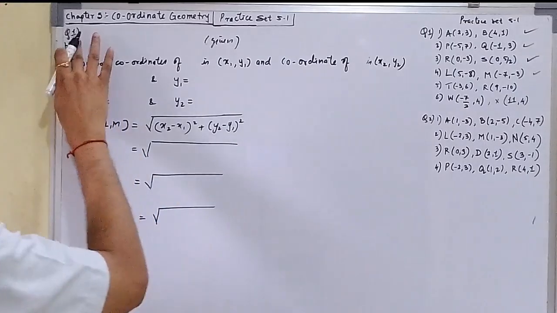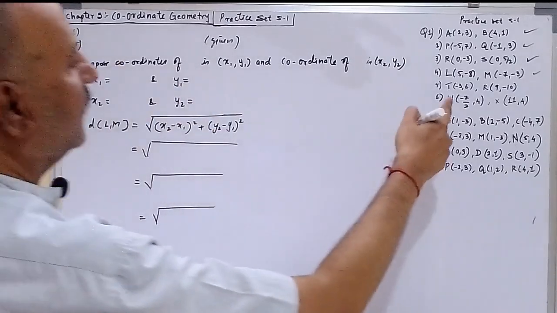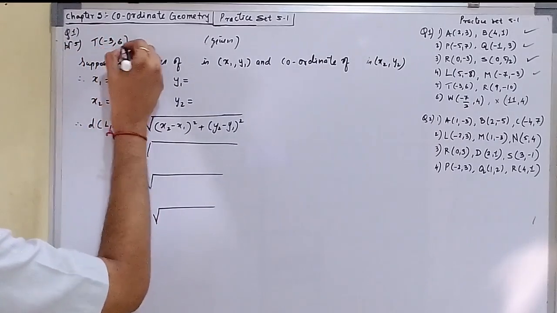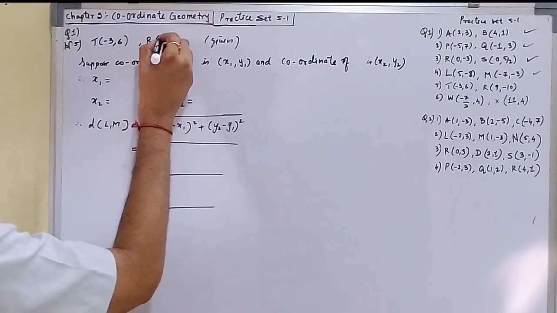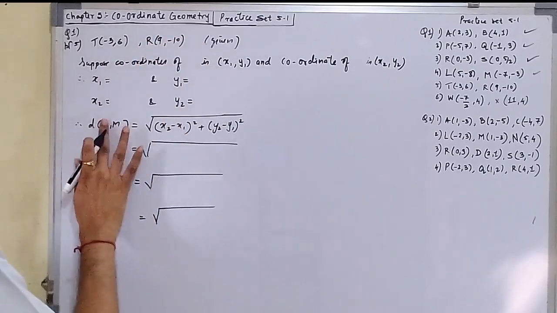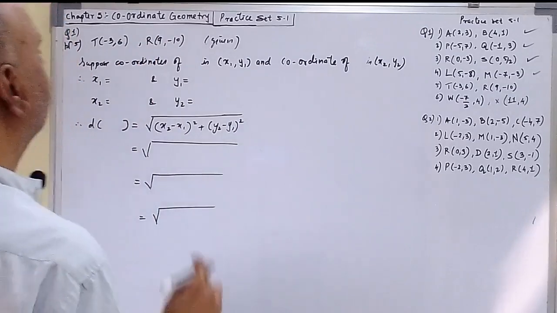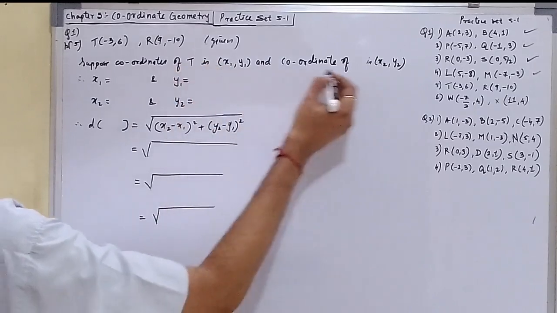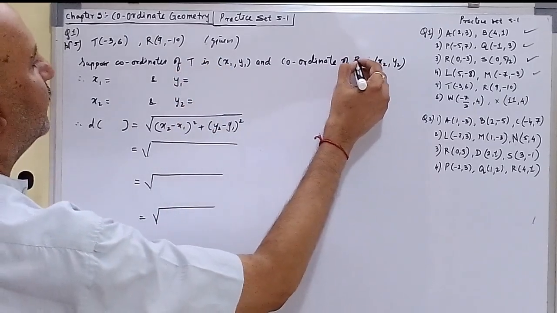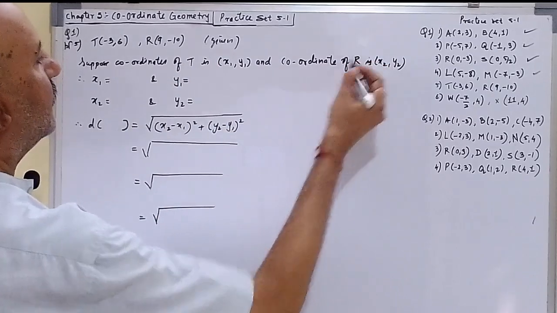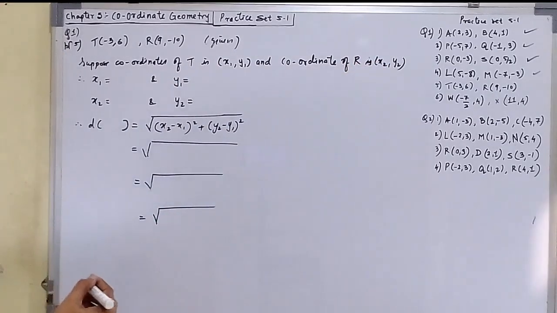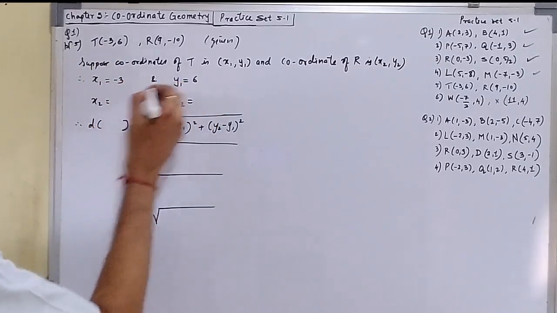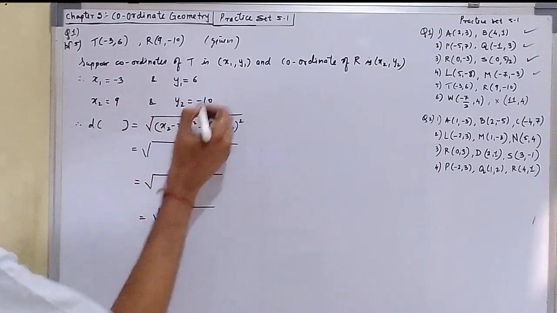What is the fifth? T is (-3, 6) and R is (9, -10). So suppose the coordinates of T and the coordinates of R; this is x1, y1, so -3, 6, 9, -10.